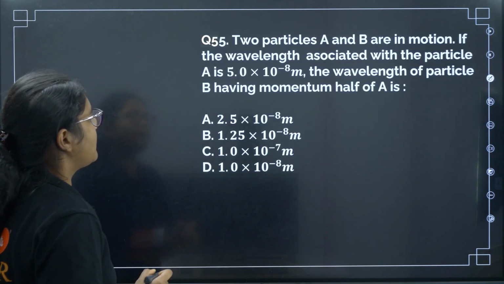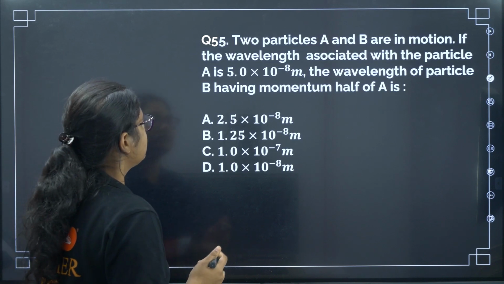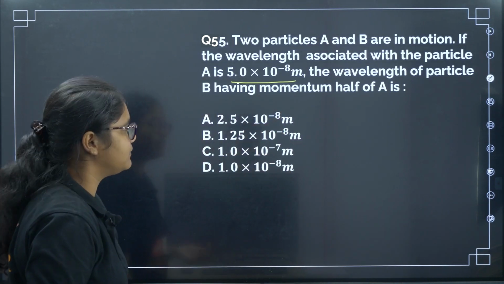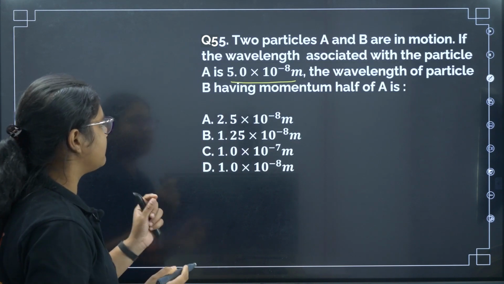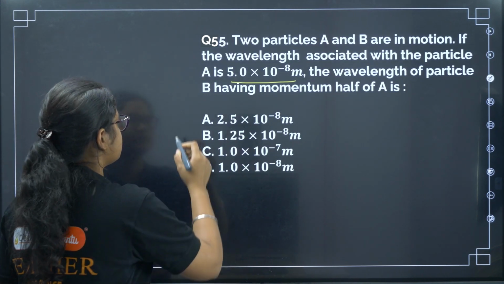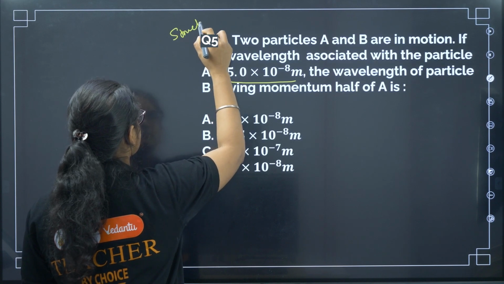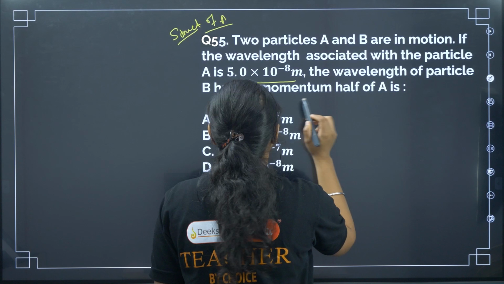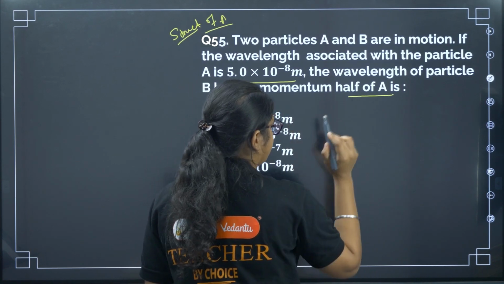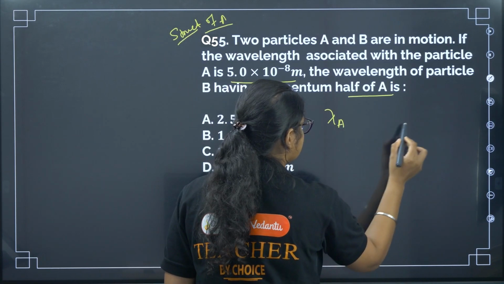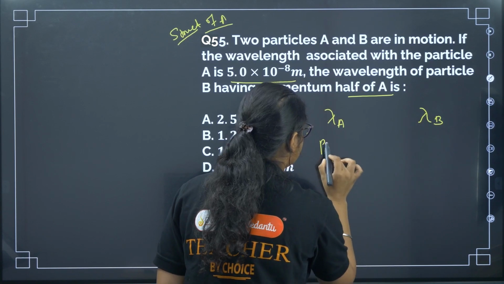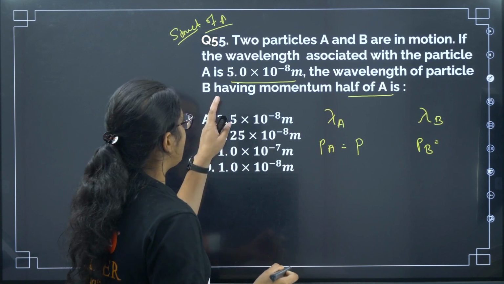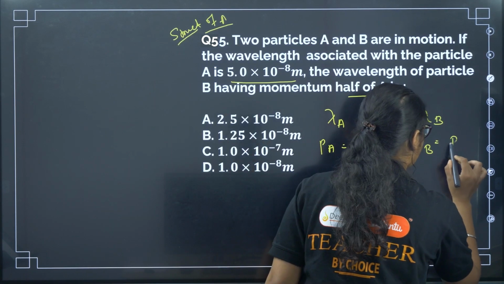Next question. Two particles A and B are in motion. The wavelength associated with particle A is 5 into 10 to the power of minus 8 meter. The wavelength of particle B having momentum half of A. So this question is again from structure of atom, de Broglie hypothesis. So let us see clearly what is given. The wavelength of particle B having momentum half of A. So we have lambda A and we have lambda B. Let PA is equal to P, and PB, that is the momentum of B, will be half of A. So I can write P by 2.